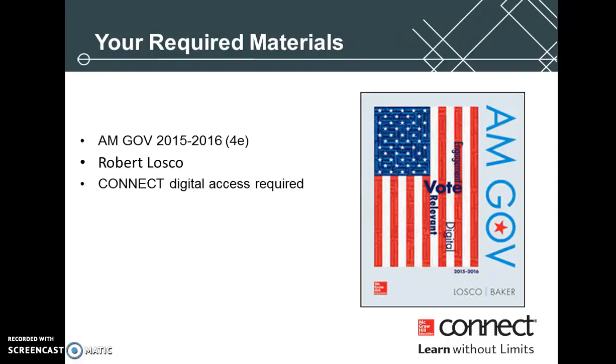Your required materials for this course are going to be American Government 2015, 16th, 4th edition by Robert Losco, and you will need to have your Connect digital access. Please note that these course materials are available in the campus bookstore.